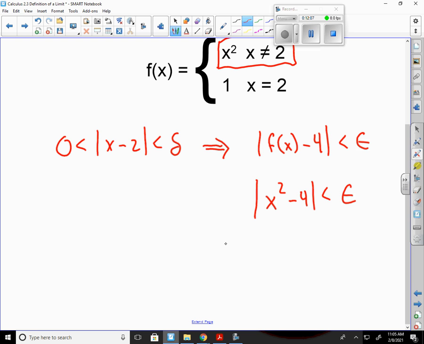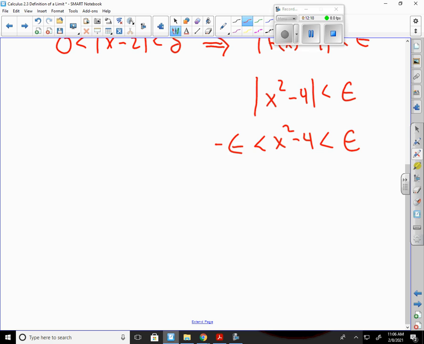I get rid of my absolute value. This becomes negative epsilon is less than x squared minus 4, which is less than epsilon. Solve my equation. X squared minus 4, I add 4 in all the different places. This is going to become epsilon plus 4. This is negative epsilon plus 4. And that's still x squared.